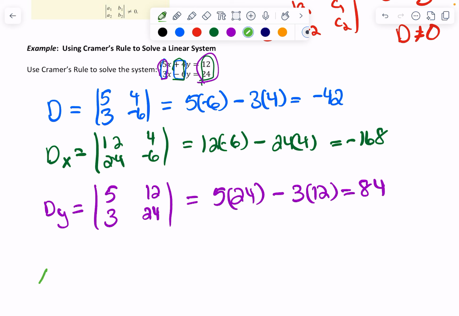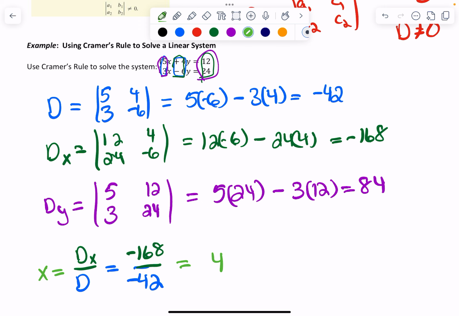So x is d sub x over d. Our d is negative 42. It is not a 0. We have to remember that that cannot be a 0. And our d sub x is negative 168. So when we do this division, we get 4.